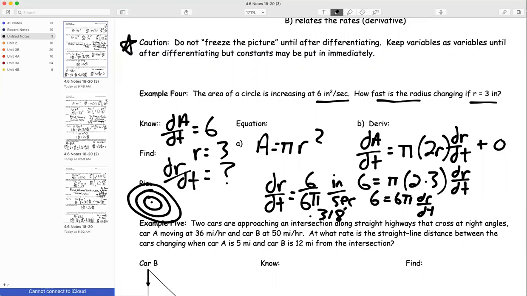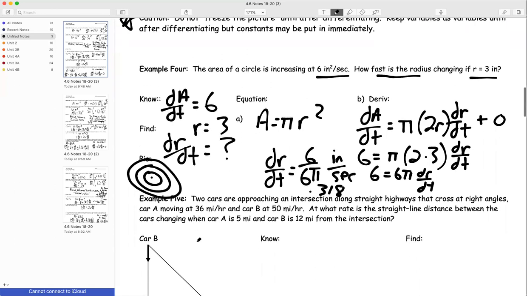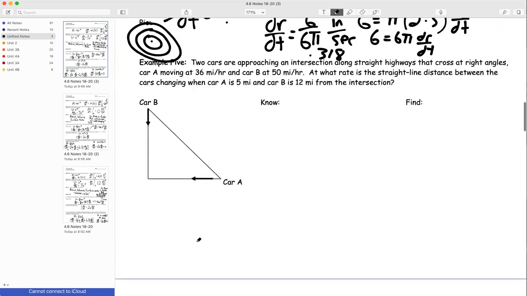Well, we're just going to look at one more. So let's look at example 5 here. 2 cars are approaching an intersection along straight highways that cross at right angles. Car A moving at 36 miles per hour and car B at 50 miles per hour. At what rate is the straight line distance between the cars changing when car A is 5 miles and car B is 12 miles from the intersection?